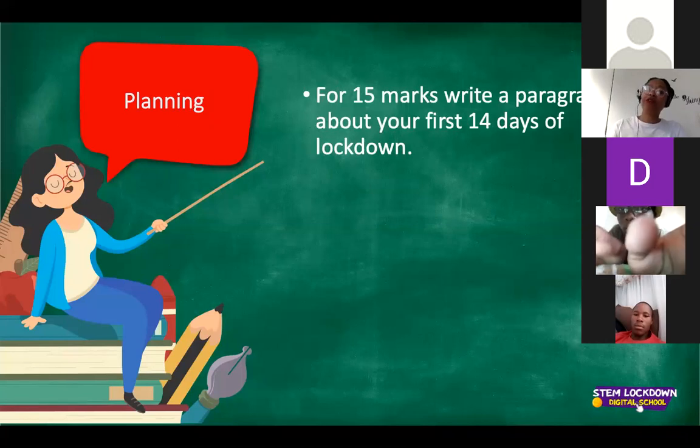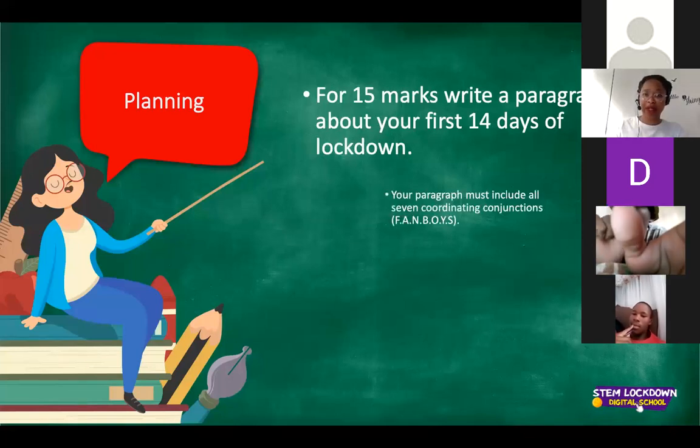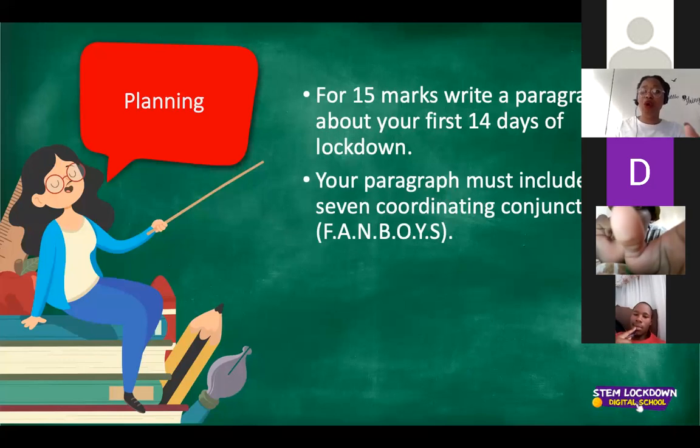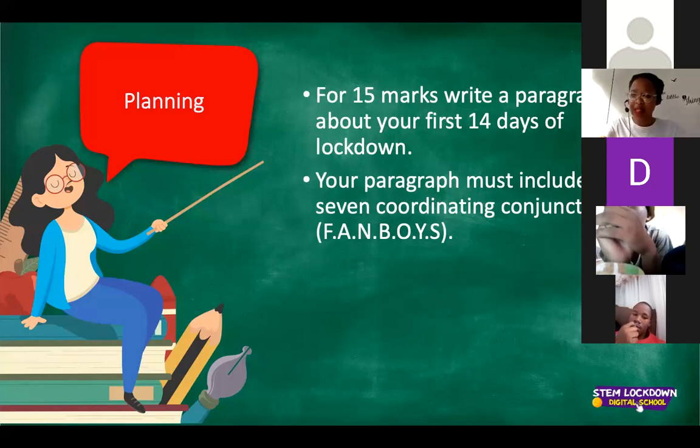Okay. So for 15 marks, write a paragraph about your first 14 days of lockdown. Your paragraph must include all 7 coordinating conjunctions. That's FANBOYS. Those that were here yesterday, what does FANBOYS stand for? Okay, I see you, Joy. For and, yes, N. Perfect. Thank you, RJA. RJA, give us all of them.